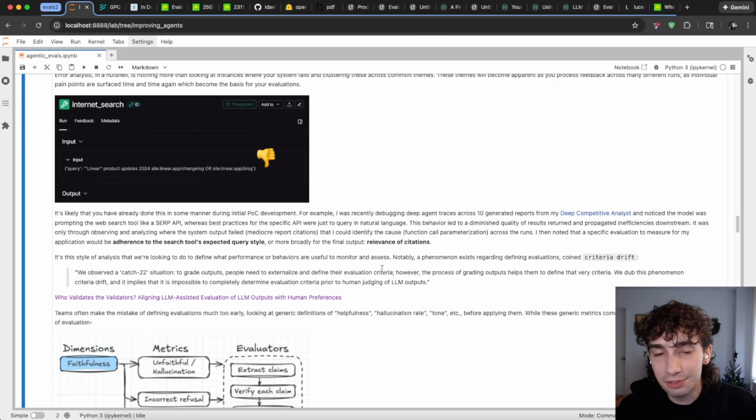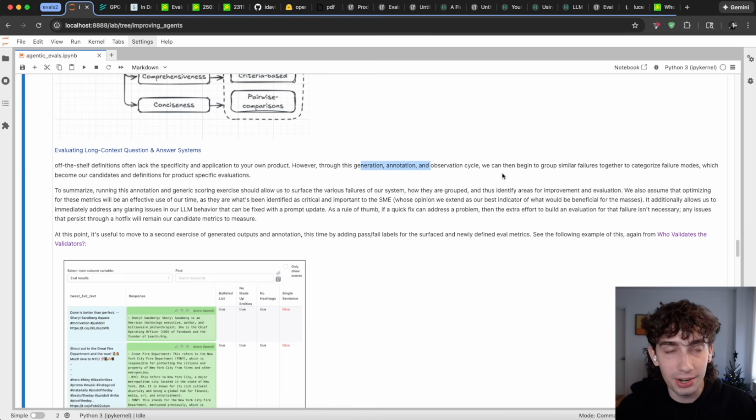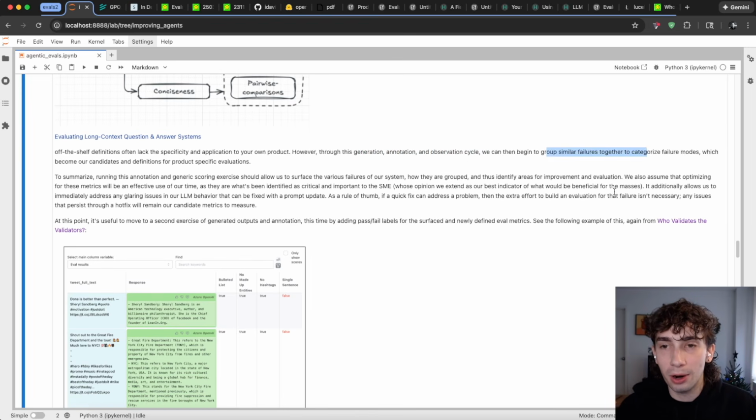So if we wanted to be even more specific, we could say adherence to the search tool's expected query style would be a metric to evaluate, or we could keep it a little higher level as the relevance of our citations here. But with this process of generating, annotating, and observing, what we can do is begin to group our similar failure modes together to categorize them. These, of course, become our candidates and definitions for product-specific evaluations.